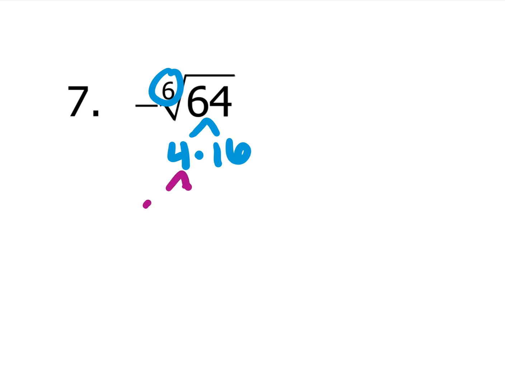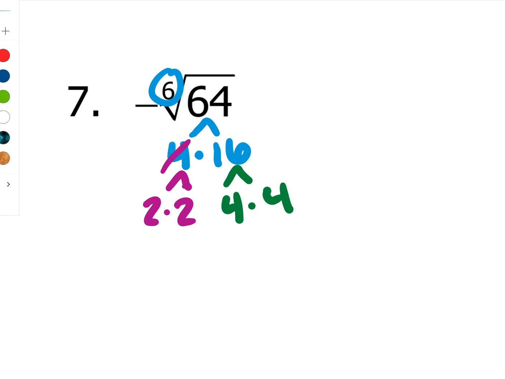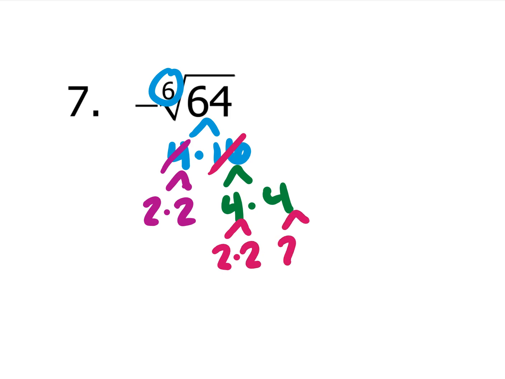4 breaks down to 2 times 2, and that's about as far as it can go. So now I'm going to move on to the 16. 16 breaks down to 4 times 4. Now I already have 2 2s, so I'm going to look at my 4s and see if I can get some more 2s out of there. 4 is also 2 times 2, and that means this 4 is also 2 times 2. So I have 6 2s right there.